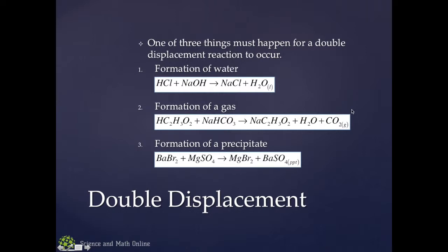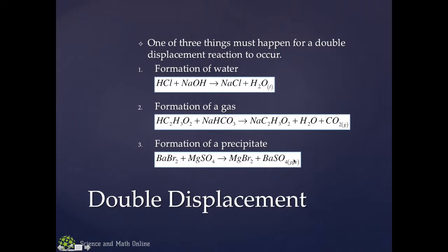And then finally, the formation of a precipitate. We talked about those when we talked about state symbols. That's the formation of a solid. So once again, the way a double displacement reaction works is the two metals, is usually the way I like to think about it, they trade places. So the magnesium goes with the bromine or bromide, and the barium goes with the sulfate. And you get this, and then we can check to see if a precipitate forms.